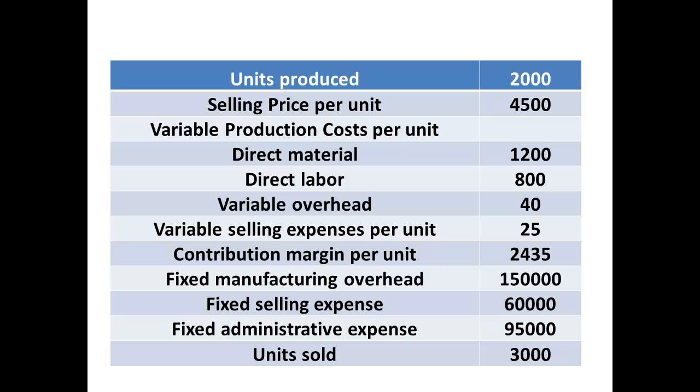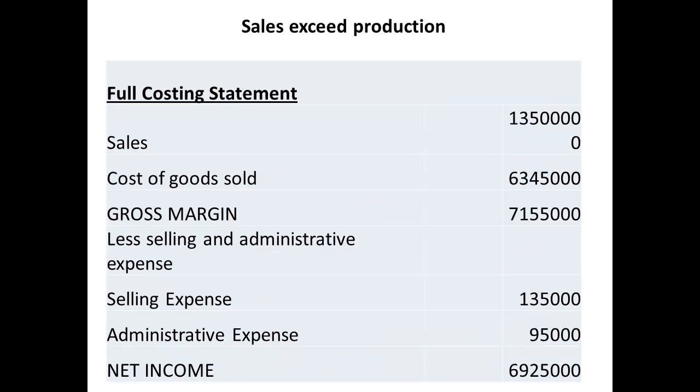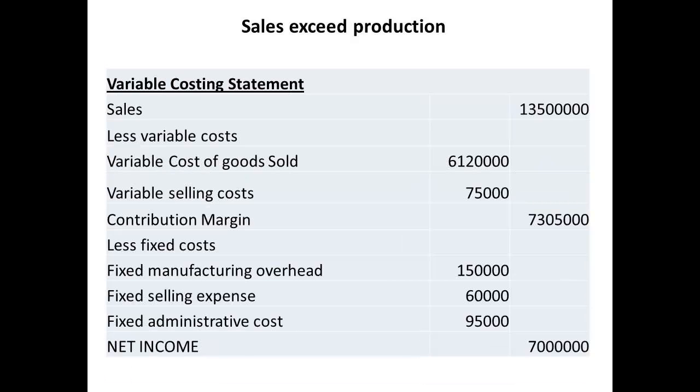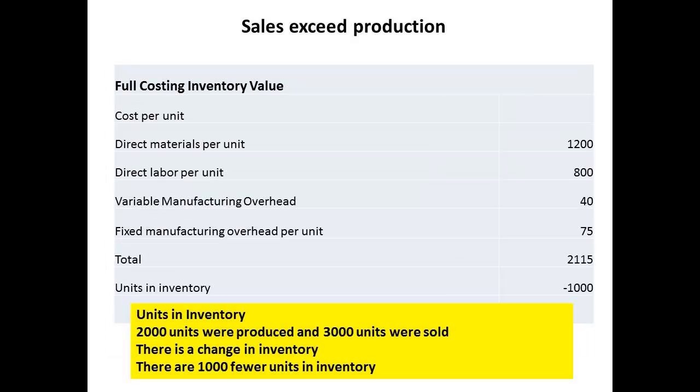Here is a reminder of the information needed to make the calculations. Note that we have 2,000 units produced and 3,000 units sold. With full costing, the net income is $6,925,000. With variable costing, the net income is $7 million. There must be 1,000 fewer units left in inventory, and we shall focus on how this alters value of inventory.